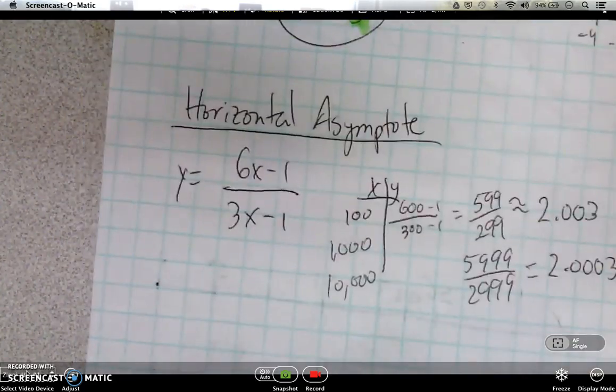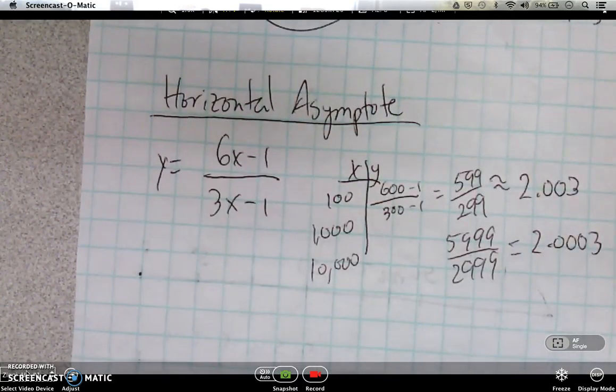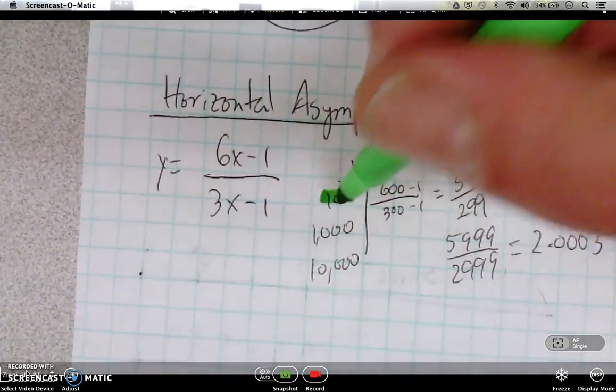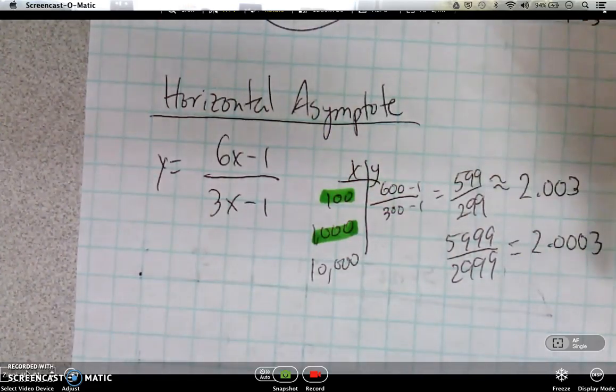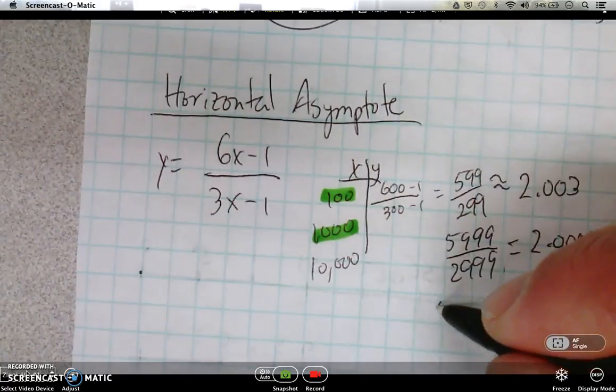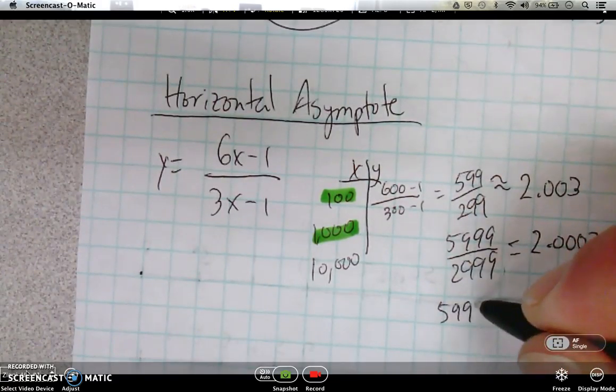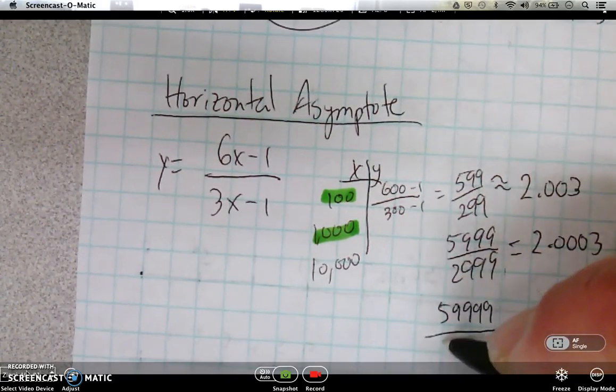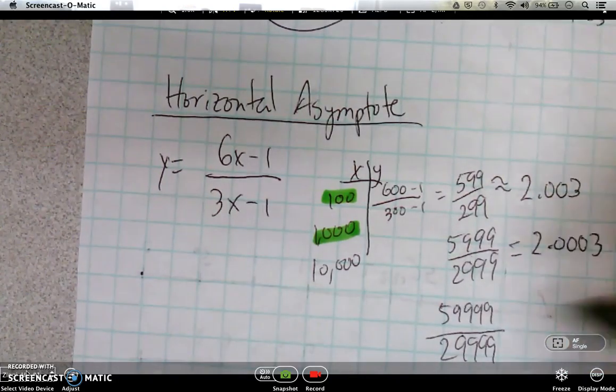even more zeros. So here's the whole idea here. We're plugging in bigger numbers, but we're not getting bigger answers. They're staying right around 2. Okay. Even if you plug 10,000 in there, you have 59999 over 29999, and it's going to give you 2.0003.